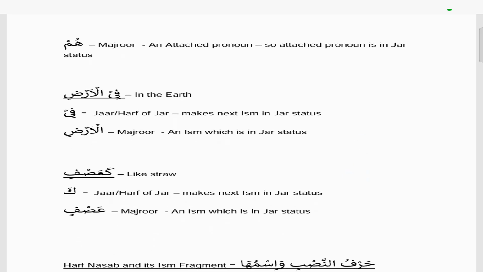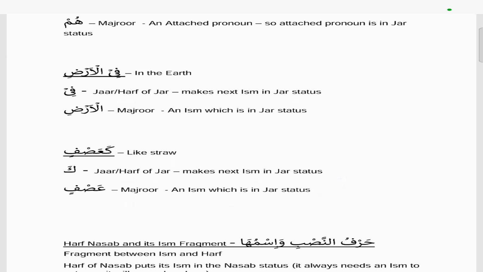The next example is fil ardi, which means in the earth. We mention the earth because al ardi has al on it, so it's the earth. So fil ardi, in the earth. Fi is the harf of jar, and it makes the next ism in the jar status, and therefore the al ardi is majroor, an ism which is in the jar status, which you can actually see because it's got a kasra on it. So that's quite obvious that it's in the jar status.